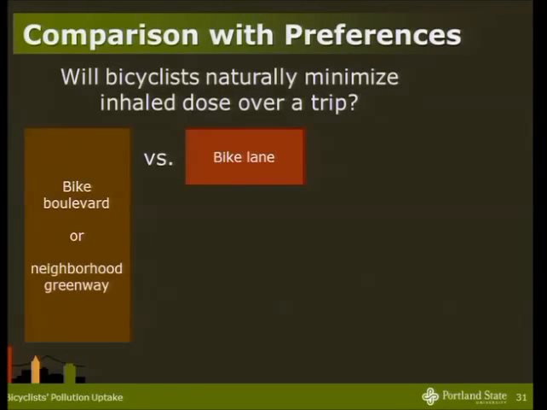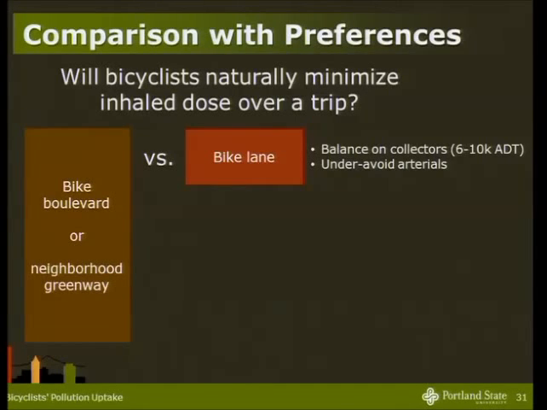And what we found is that if you look at a bike boulevard or a neighborhood greenway or a similar low traffic street and compare it to a bicycle lane, if that bicycle lane is on a collector street, about 6,000 to 10,000 ADT, then it's a pretty good balance. Bicyclists will tend to naturally minimize their dose by making appropriate trade-offs from an inhalation dose point of view between extra distance and exposure to traffic.